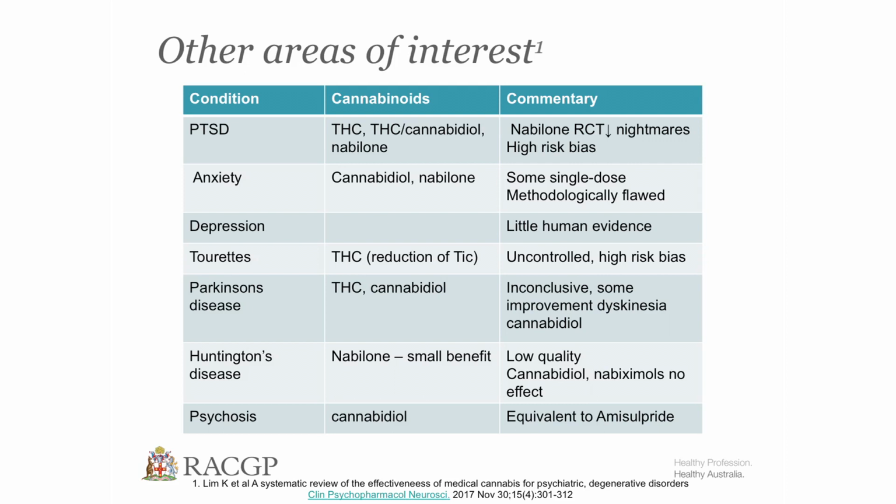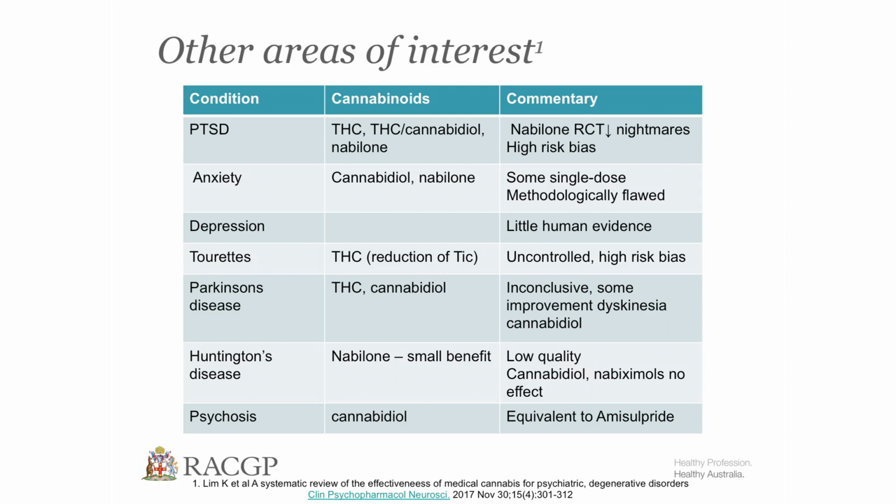For anxiety, people are interested in studying cannabidiol and nabilone. Basically, at the moment, we've seen a person given a single dose of cannabidiol and seen whether they can be made as anxious as when they haven't. We haven't got long-term exposure to cannabidiol for anxiety. For depression, we haven't got much human evidence. For Tourette's, we've seen some case reports in the literature. There's been a use of THC, which has seen some tic reduction, again, uncontrolled studies, high risk of bias.